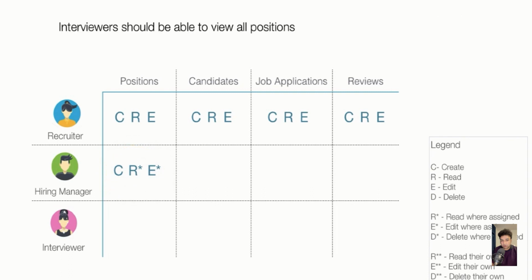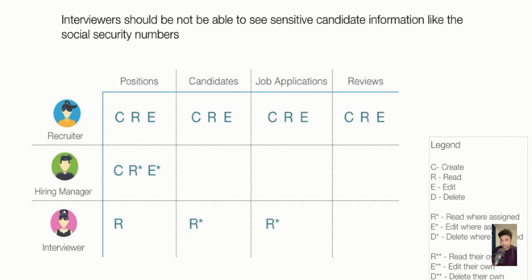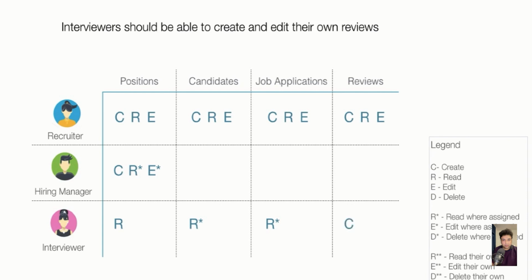Interviewers should be able to view all positions. Interviewers should only be able to view candidates and job applications to which they have been assigned. Interviewers should not be allowed to see sensitive candidate information like social security numbers. We cannot really document this requirement in this matrix, but we can tackle this requirement using field-level security, which I'll discuss later. Interviewers should be able to create and edit their own reviews.